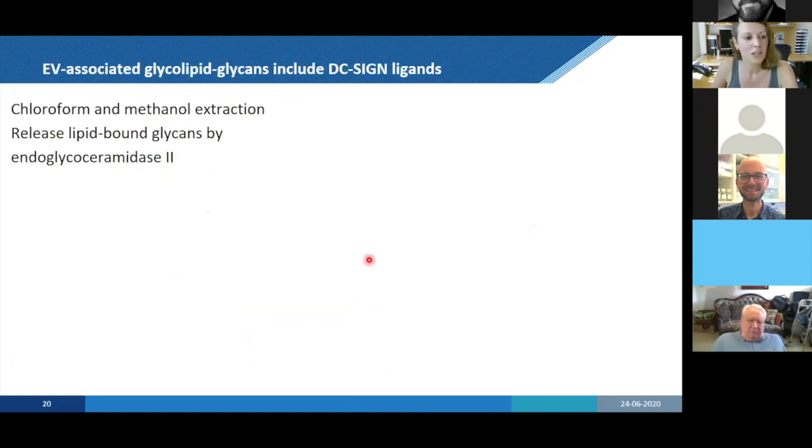So therefore we did a lipid glycan analysis, for which you actually have to destroy everything again, in chloroform and methanol. Once you get all the lipids out, you can then cleave off the glycans using endoglycoceramidase. And I think it's important to know that with this protocol, you can never know what is on the surface or what is on the inside, because you have to destroy everything to obtain these glycans.